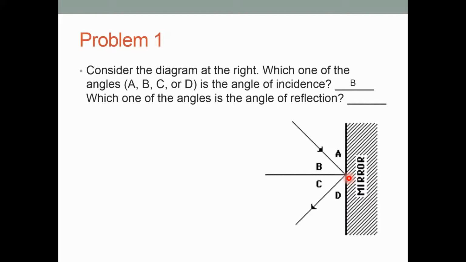And which angle is the angle of reflection? So we have our reflected ray, and we're looking for the angle between the reflected ray and the normal, and that will be C.